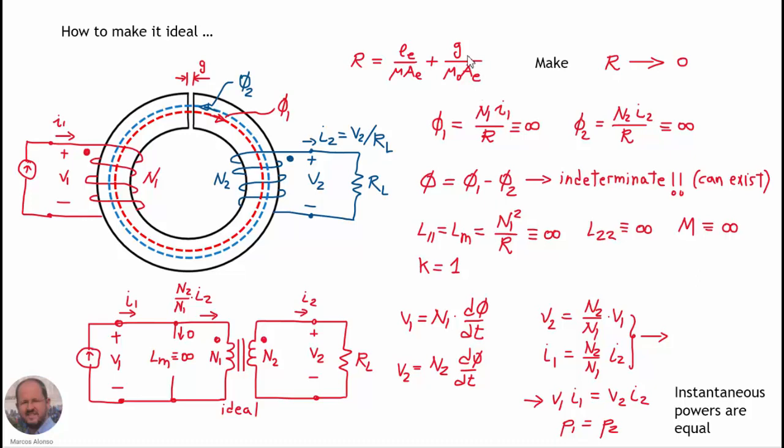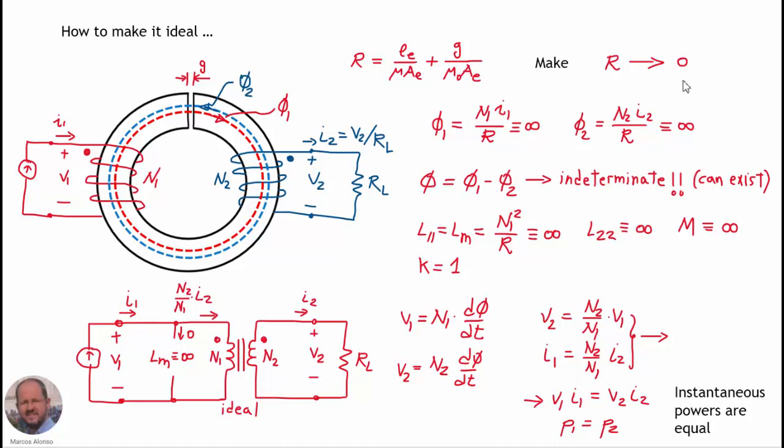Another possibility is to have an air gap equal to 0 and then use a magnetic material with a very high permeability. But if we increase the value of the length of the core, or we increase the length of the air gap, then we are going in the other direction. We are making our transformer less ideal. So let's see what is happening in our ideal transformer.